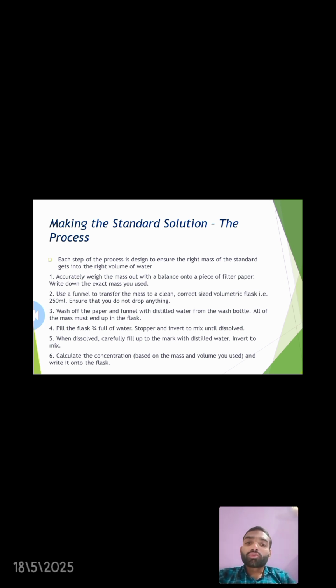The fourth step is to fill the flask three-quarters full of water. Then take a stopper and invert to mix until it is dissolved. When it is dissolved, carefully fill up to the mark with distilled water and invert to mix. The last step is to calculate the concentration based on the mass and volume you used and write it on the flask. These are all the details about standard solution.